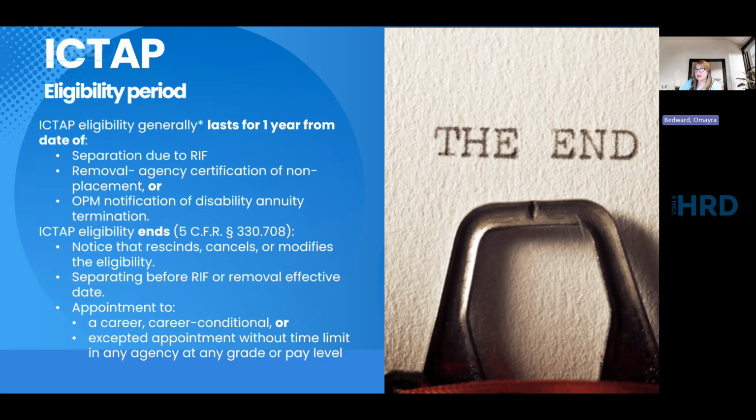Now, ICTAP eligibility also ends in several situations, some of which are outlined in 5 CFR 330.708, including receiving a notice that rescinds or cancels the eligibility, separating for any reason before the removal effective date, and being appointed, if the person takes a job and they're appointed as a conditional career or accepted appointment without time limit in any agency at any grade or pay level. So if they do any of those things, it would end their eligibility for ICTAP.